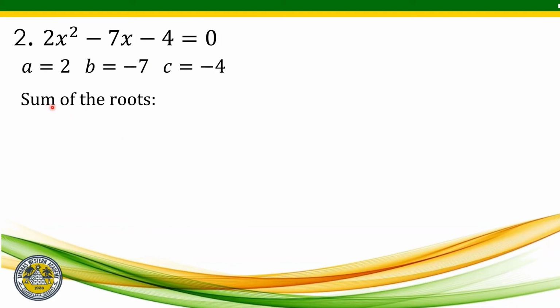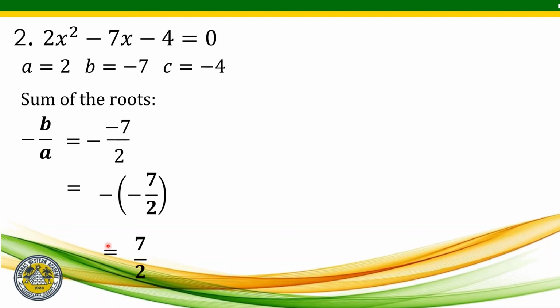Again, first is the sum of the roots. We will use the values of b and a. Negative b over a is equal to, copy the negative sign, the value of b is negative 7 over the value of a, which is positive 2. Copy the negative sign, then negative 7 over 2. Negative times negative is positive. So the sum of the roots is equal to positive 7 over 2.